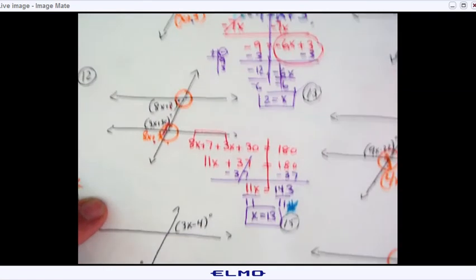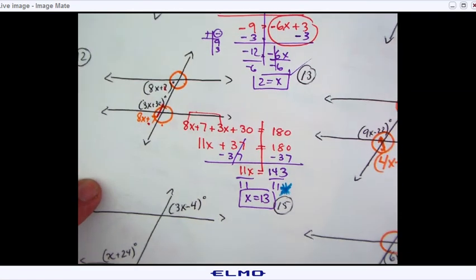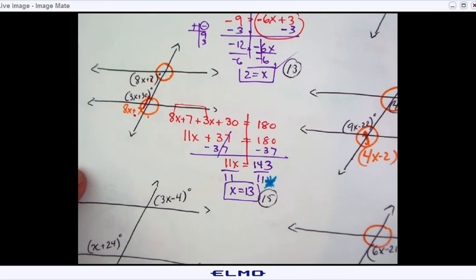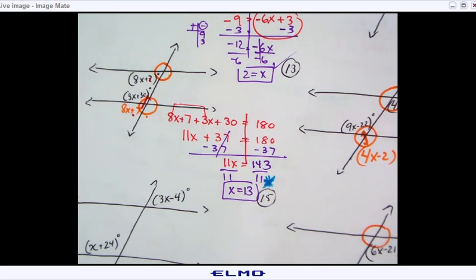See where you made your mistake. You might have done the whole thing wrong, the setup wrong. So your x is 13.